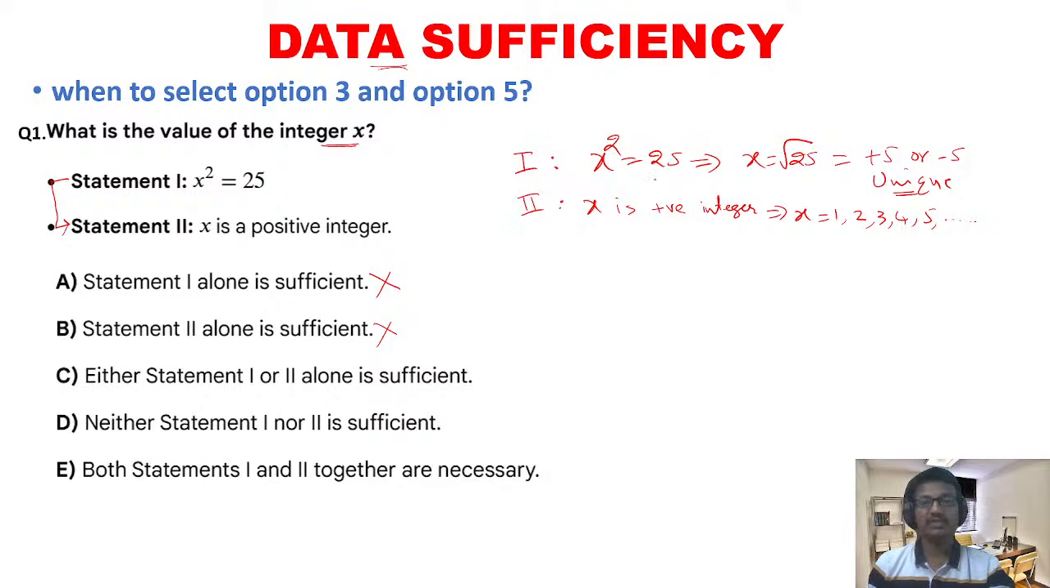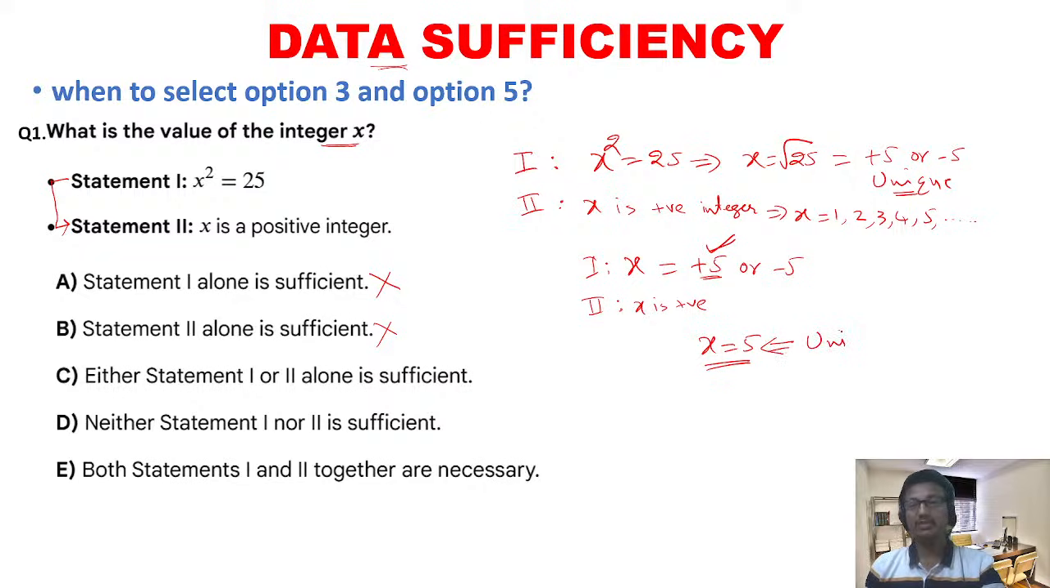Statement 1 gives us the X value as either +5 or -5. Then statement 2 says that X is a positive number. So from the given solutions, there is one positive value available, and you can select it. When you select this positive value, you get the X value as 5. That means you are able to arrive at a unique solution for the X value.